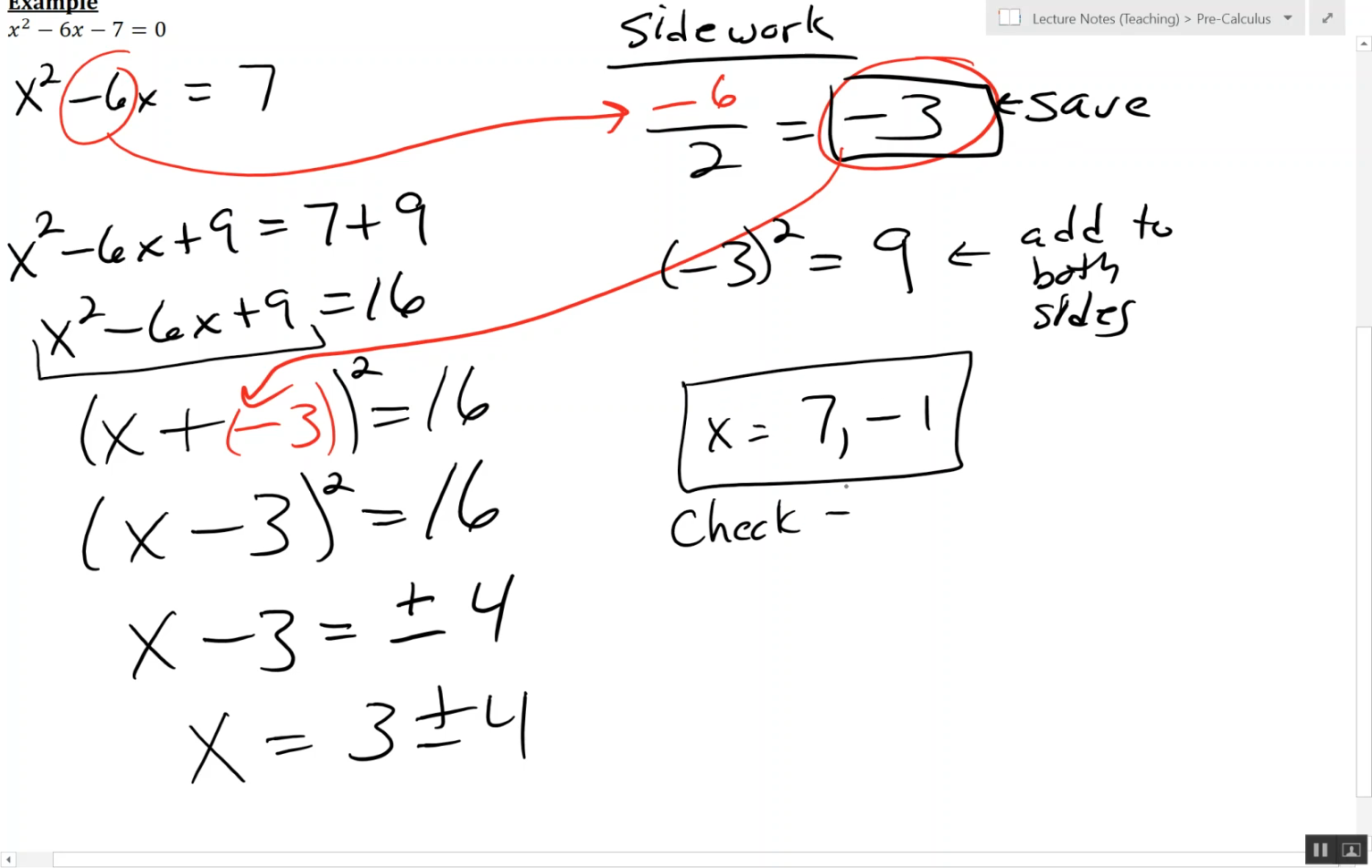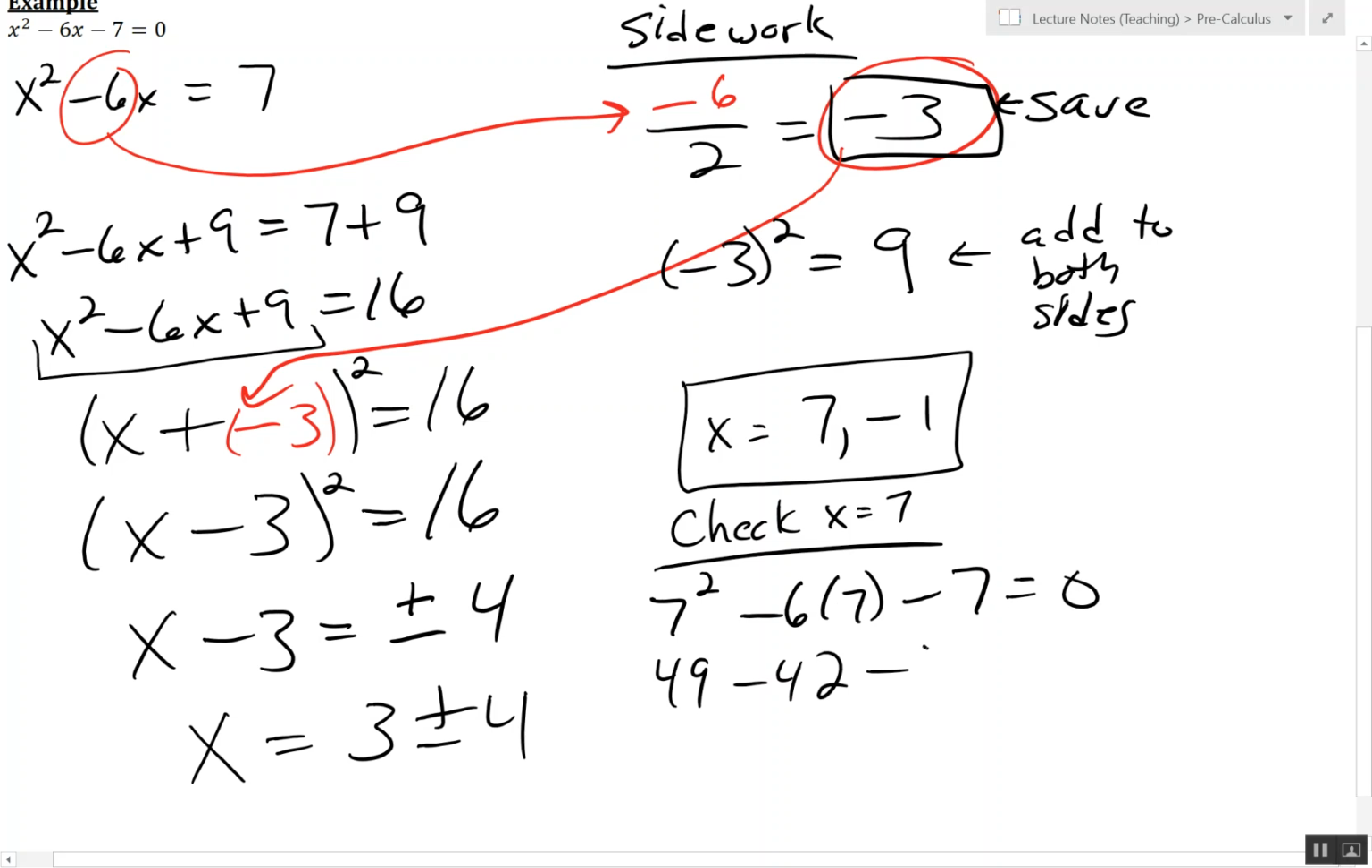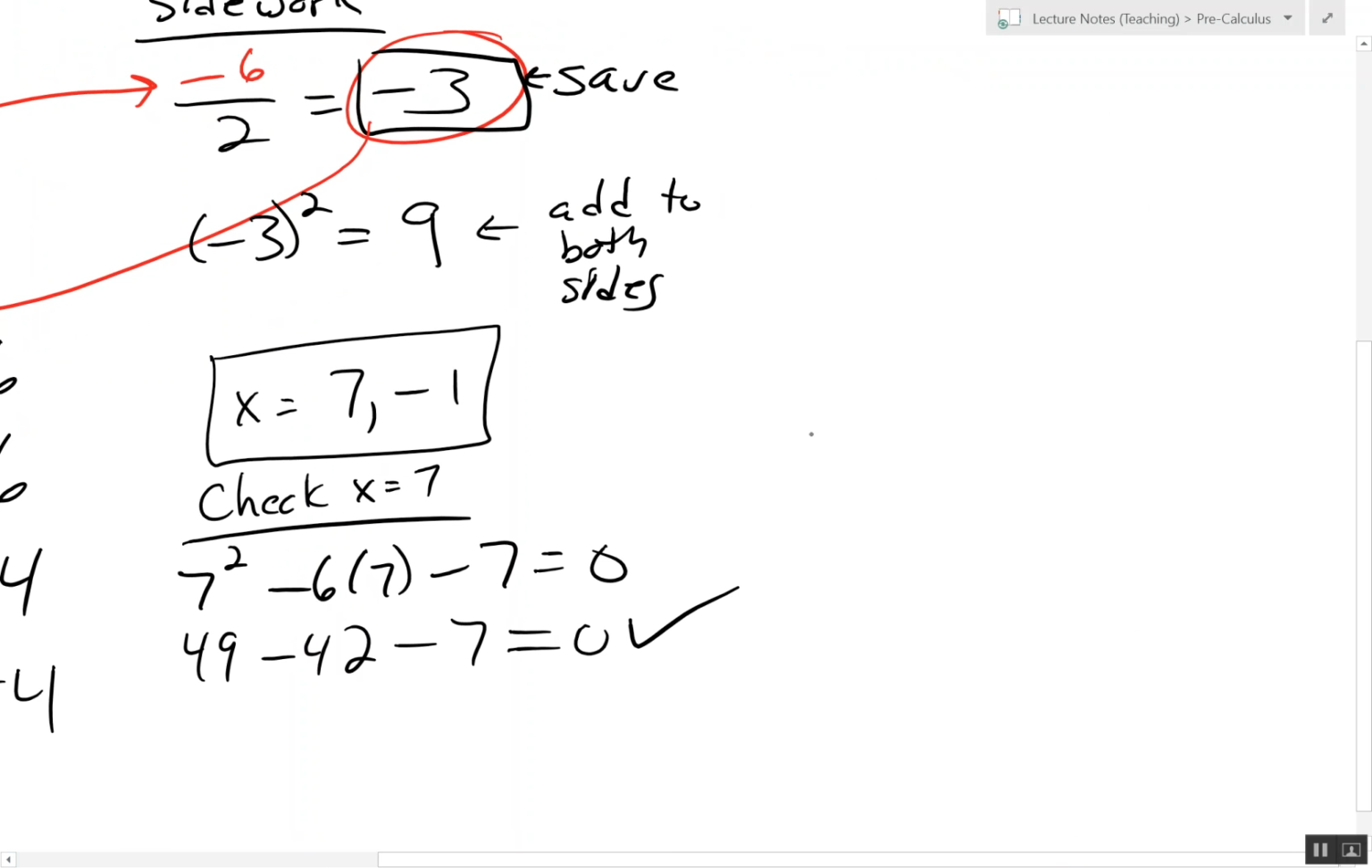So let's do the check for x equals 7. So we'll get 7 squared minus 6 times 7 minus 7 equals 0. Well, this is going to be 49 minus 42 minus 7 equals 0. So that checks.